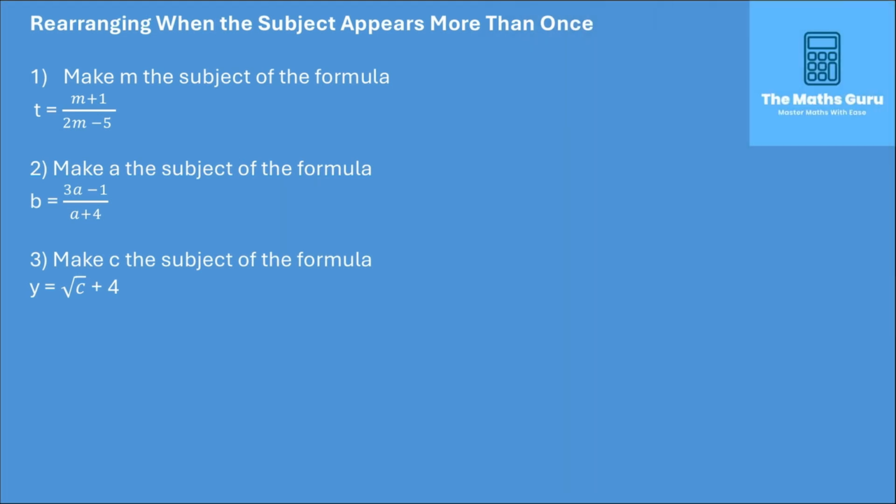So, looking at the last question, this isn't when something appears more than once, but it was a question that I thought I'd just add for extra practice. So, y equals root c plus 4. We first deal with the addition because we're trying to make c the subject of the formula. Oh, I didn't even do number 2.